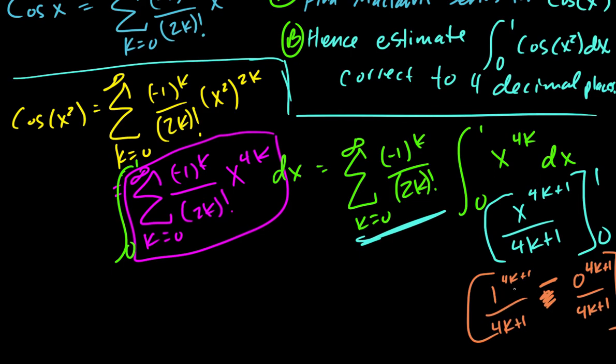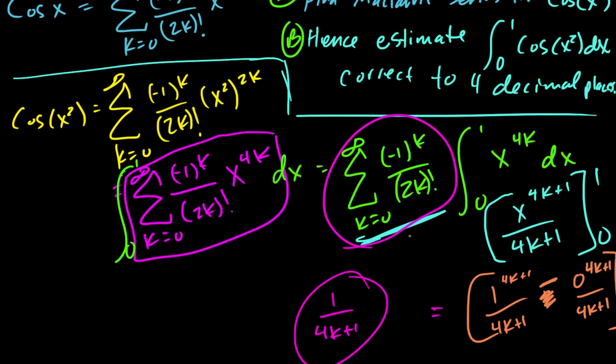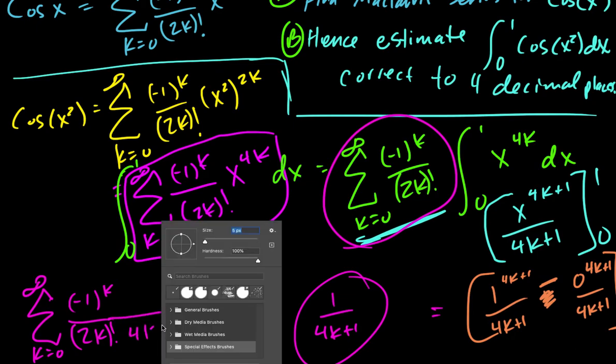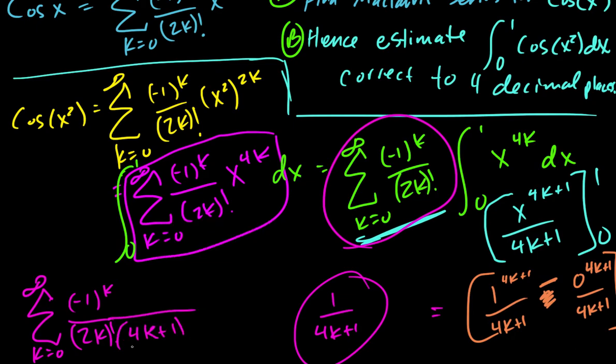1 to anything is going to give us 1, and so that's just going to give us 1 over 4k plus 1. 0 to anything is 0. 0 divided by anything is 0, and so we just end up with this, and then we just need to tack this on as well. So then we get negative 1 to the k, 2k factorial, and then we get 4k plus 1. Okay.